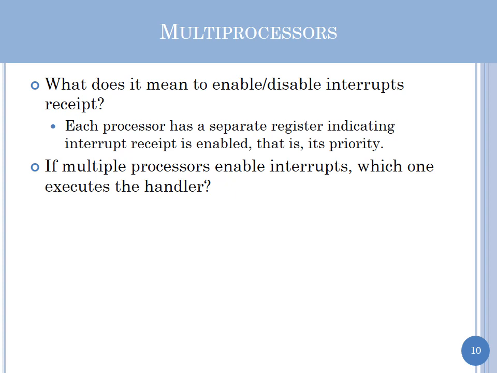Sometimes the interrupt is program dependent, so whichever CPU is running the program related to that interrupt should handle it. Like if I have Notepad open and Notepad is running on CPU 0 and I type something, then I want that interrupt to go to CPU 0, because that is running Notepad.